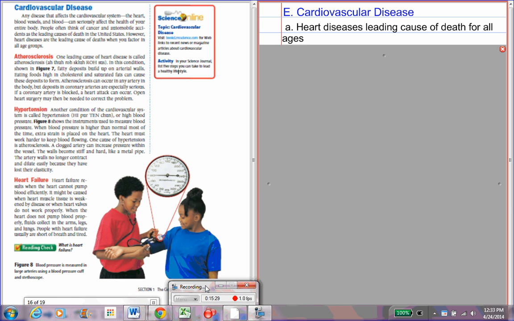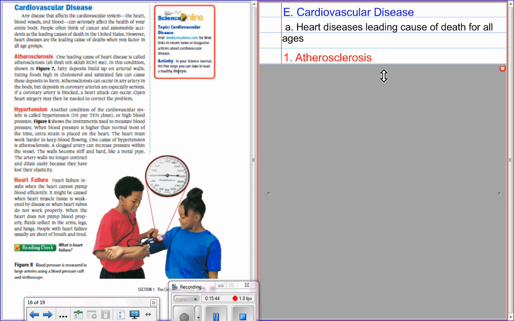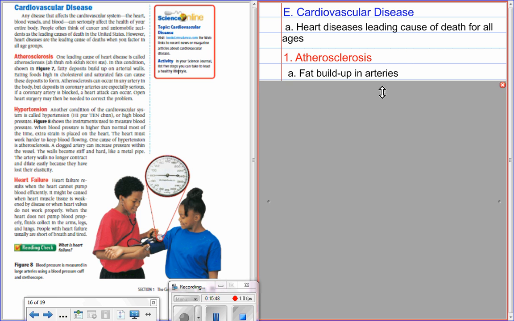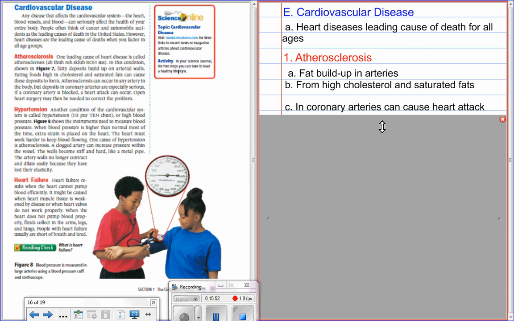All right, so arteriosclerosis is fatty deposits building up, blocking the arteries. Remember coronary. What is coronary circulation? Why do you not want your coronary arteries to be blocked? Okay, arteriosclerosis, fat buildup in arteries, icky, from high cholesterol and saturated fats. Okay, can cause a heart attack if it's in the coronary arteries.